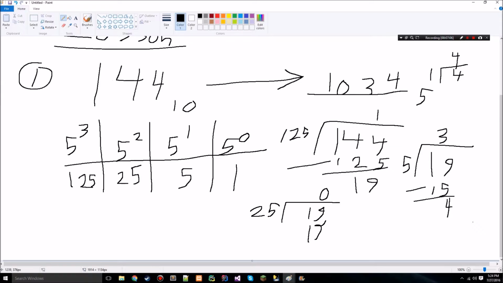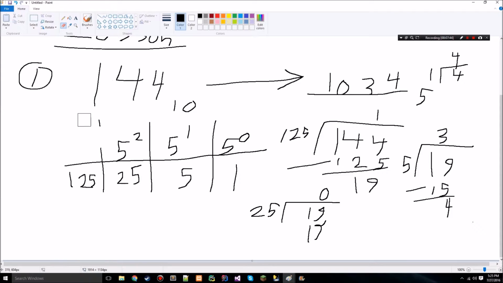And we can go ahead and check what we learned in the last video to verify we got the correct answer. So we have 1 here, which represents the 5 cubed. This one represents the 5 squared. This one represents the 5 to the first. This one represents the 5 to the zero, the units. So we do 1 times 125 plus 0 plus 3 times 5. So we get 125 plus 15, that's 140, plus 4 times 1, so that's 144. So we did it correctly.